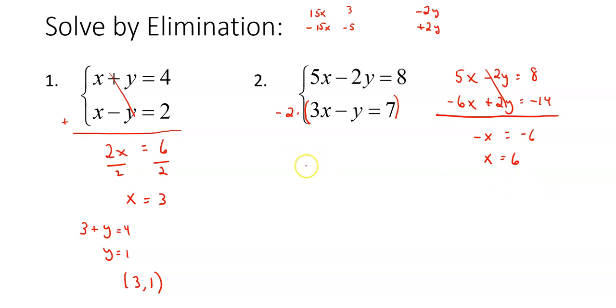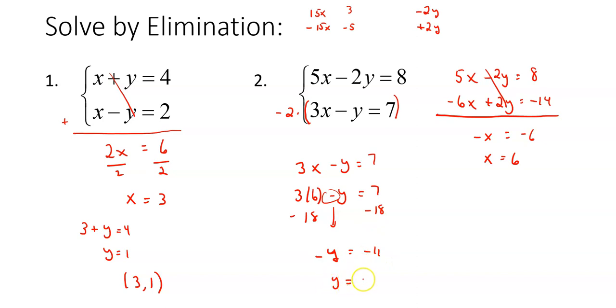All right, if x is 6, let's throw it, I don't know, into the bottom equation. 3x minus y is 7. So 3 times 6 minus y is 7. 3 times 6 is 18, so let's subtract an 18 from both sides. Don't lose that negative sign. I get negative y equals negative 11. So multiply both sides by negative 1, and I get y is 11. So it looks like my answer is x equals 6, y is 11.